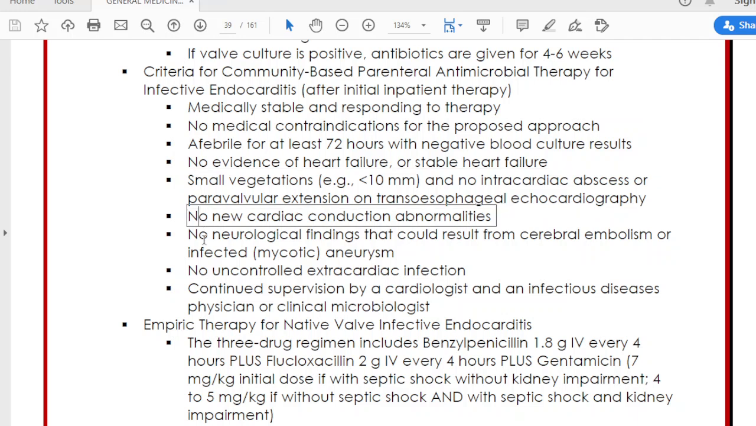No new cardiac conduction abnormalities. No neurological findings that could result from cerebral embolism or infected mycotic aneurysm. No uncontrolled extracardiac infection. Continued supervision by a cardiologist and an infectious diseases physician or clinical microbiologist.